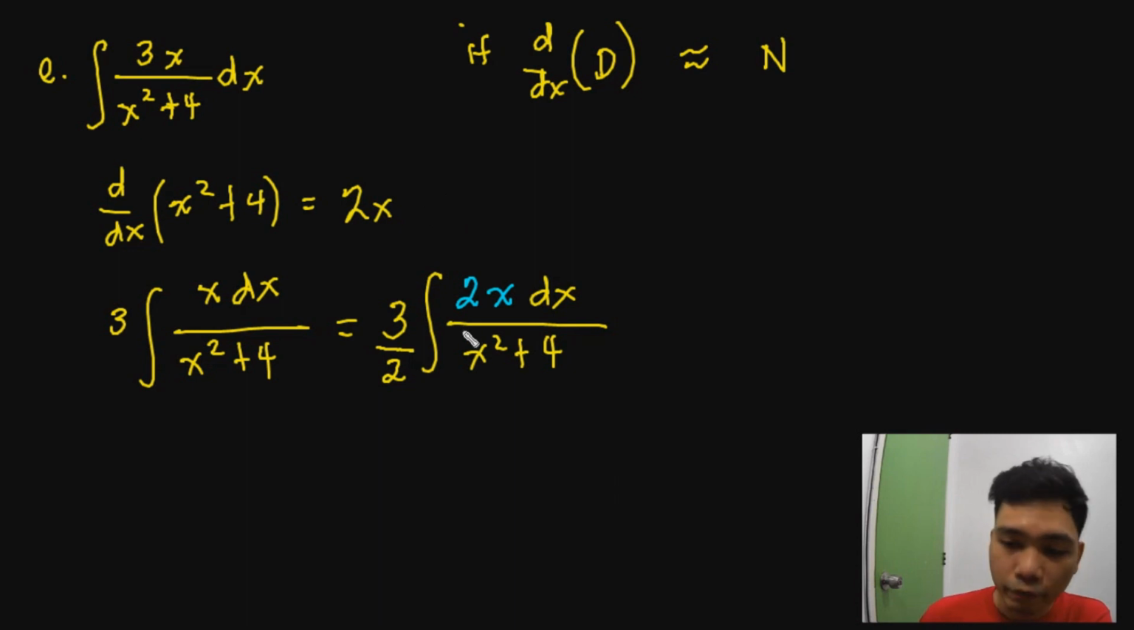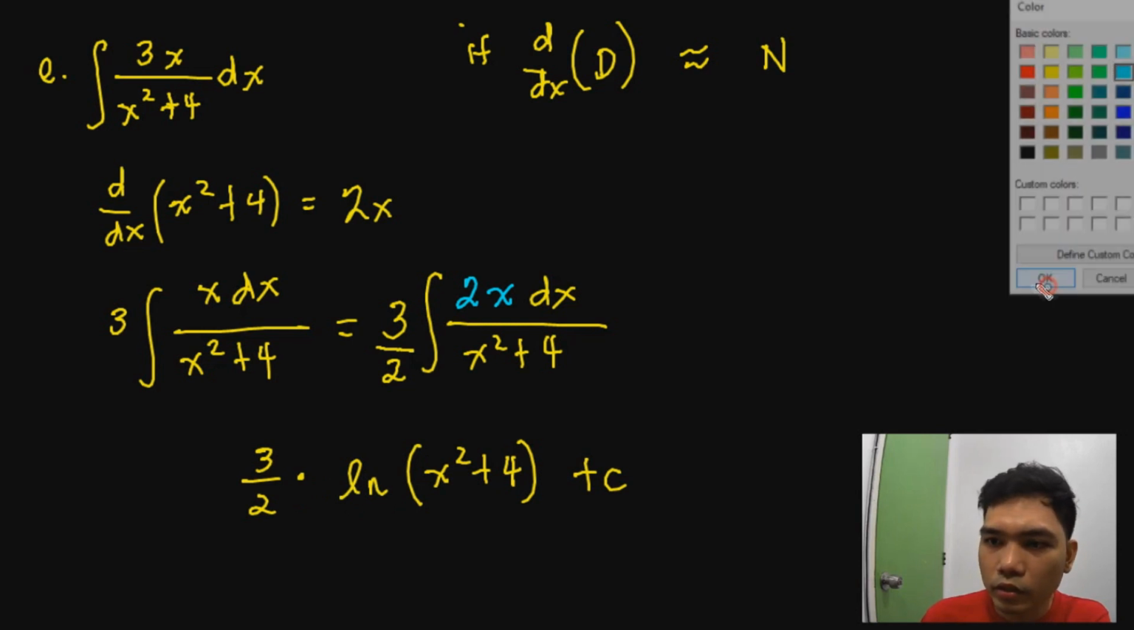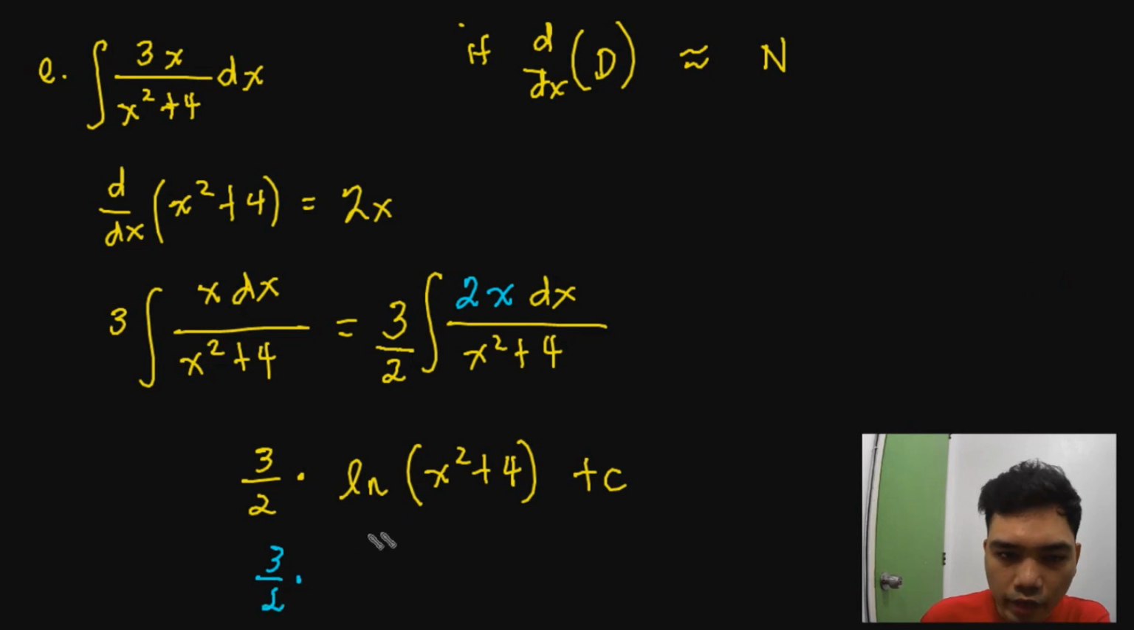So with all of this redefining, we can say that the derivative of this x squared plus 4 is this 2x, which is the numerator. So this makes perfect sense using our natural logarithm. That makes this 3/2 times the natural logarithm of x squared plus 4. Okay, and this is your final answer in this problem. Let us just check this by differentiation. This gives us 3/2 times the derivative of the natural logarithm, so that is 1 over x squared plus 4, and then you multiply this with the derivative, so that's 2x.